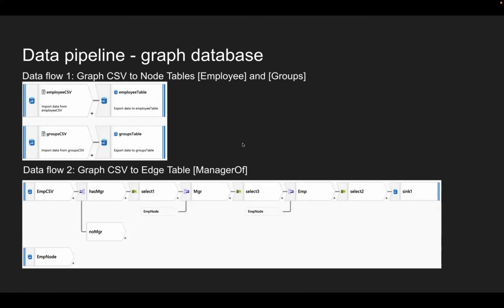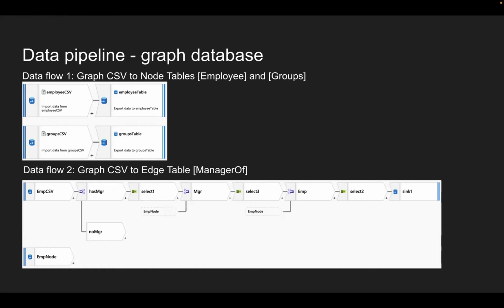So for data flow number one, we import two CSV files, employee.csv to the employee node table and group.csv to the group node table. One thing I want to mention here is that so far we haven't created any edges yet. So these two tables are independent for now.